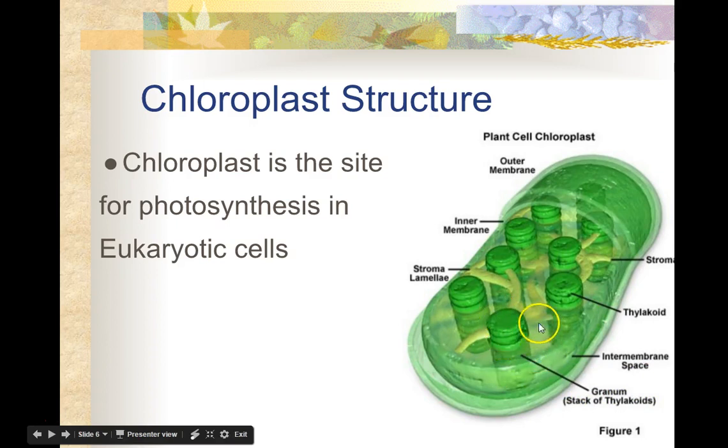Outside of the granum is what's called the stroma. The stroma is a good place for oxygen to be released from here. This is a good place for carbon dioxide to accumulate so the plants can use that.